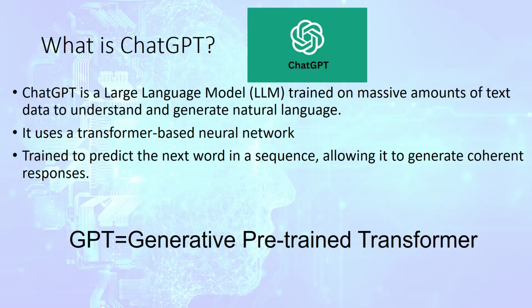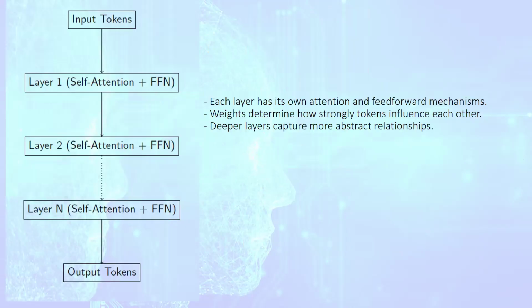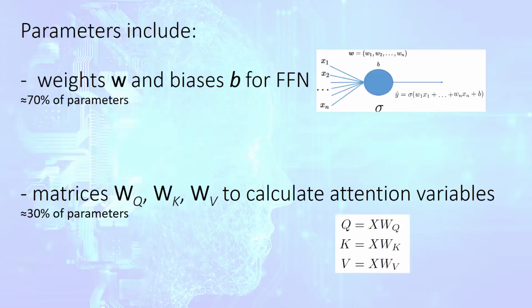GPT is a large language model. The abbreviation stands for Generative: it's used to generate text. Pre-trained: it's preliminarily trained. Transformer: it uses the transformer network which we have just described. So it has a layered structure. In each layer, we have a mechanism of attention, or so-called self-attention, and a feed-forward neural network, just as we showed previously in the diagram. So what are the parameters of this LLM?